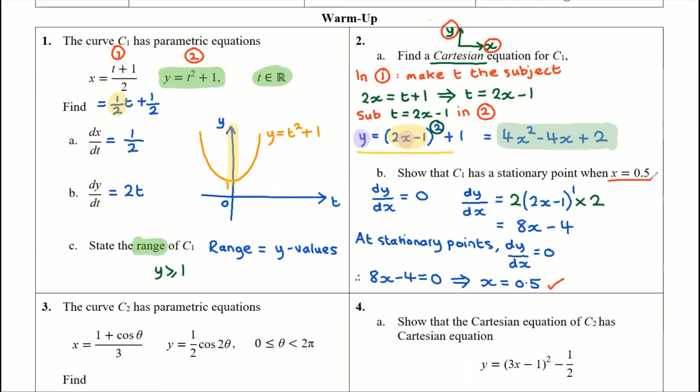So if it says show that C1 has a stationary point when x is 0.5, that's one way to do it. Another way would be to sub in 0.5 into dy by dx, and you'll get 0, and that also verifies it. So there's two approaches there.